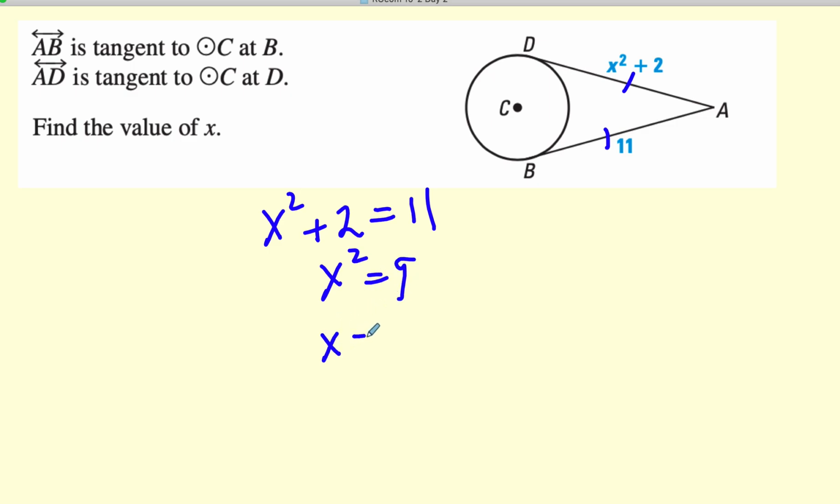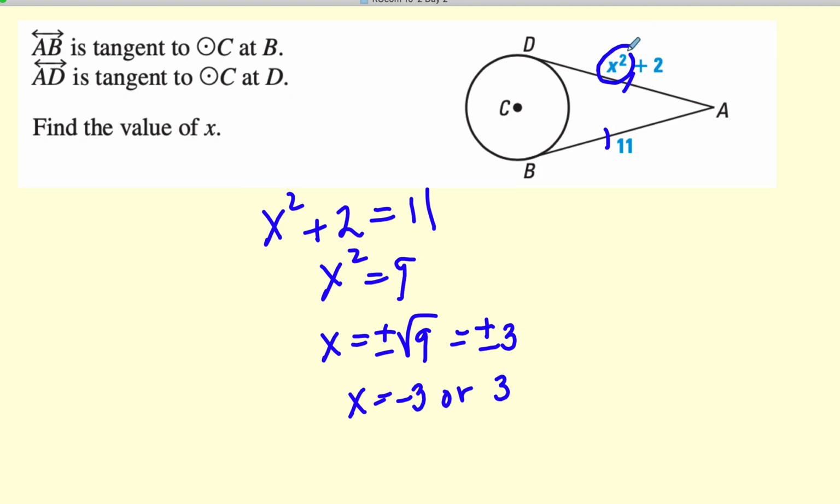X will be equal to plus or minus root 9, and plus or minus root 9 will be plus or minus 3. Notice that we have two answers. The negative answer can work, or the positive answer can work, because when you put a negative in here, the answer will be positive. So make sure you understand the two answers work.